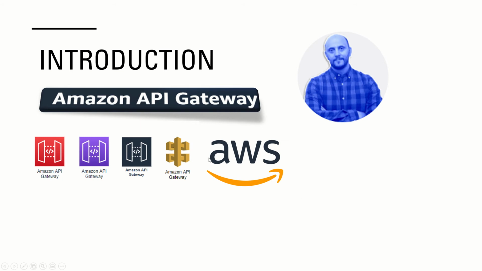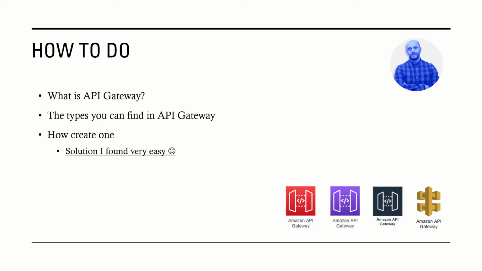For some of you, everyone knows what Amazon AWS is, and others know Azure or Google Cloud. AWS is also a cloud provider with similar solutions. So let's begin the Amazon API Gateway introduction. What is an API Gateway? The types you can find in API Gateway, and of course, how to create one. It's a solution I found very easy for beginners and an introduction for you.